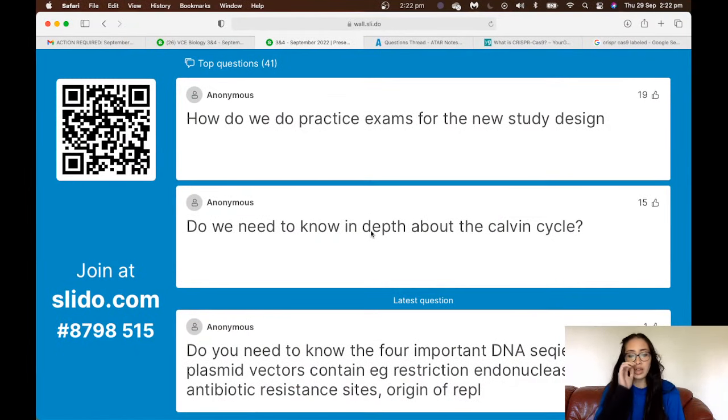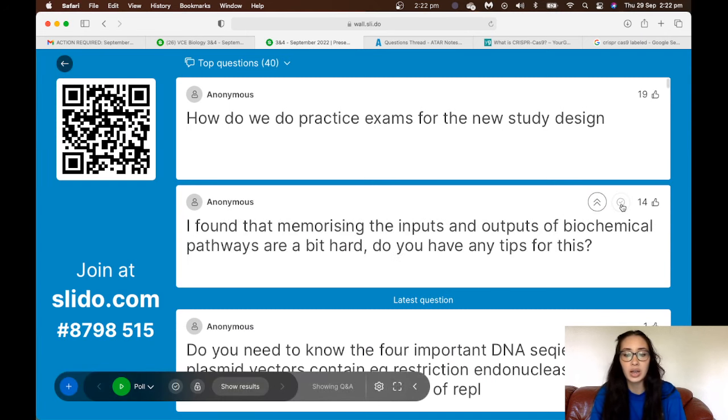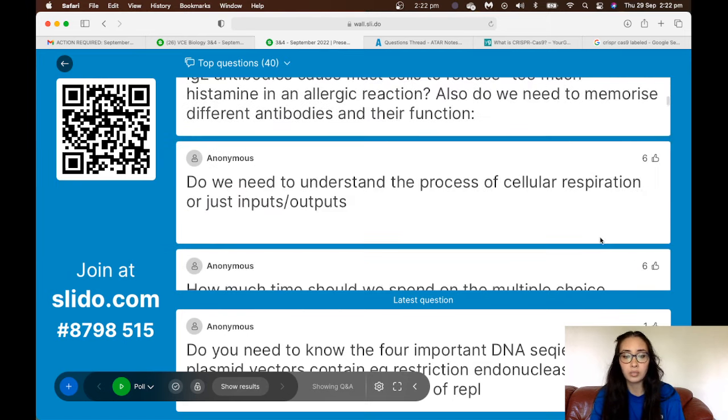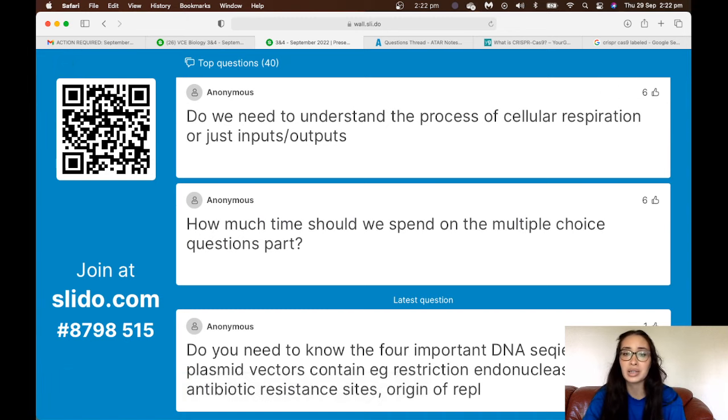Do we need to know in depth about the Calvin cycle? Yeah, we do. We really need to know both aspects of photosynthesis, so both the light-dependent and independent reactions. So, yes, we do. I'll go through tips at the end. You need to know the process. I've kind of skimmed it here, but you have to know each individual process in quite a bit of detail. Know the cellular locations, know the inputs and outputs, know how it works.